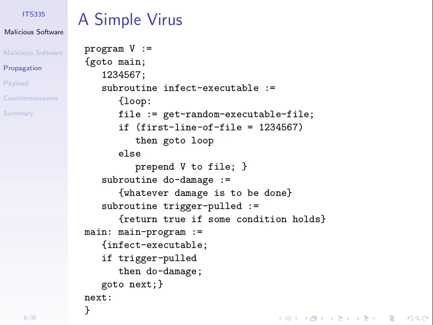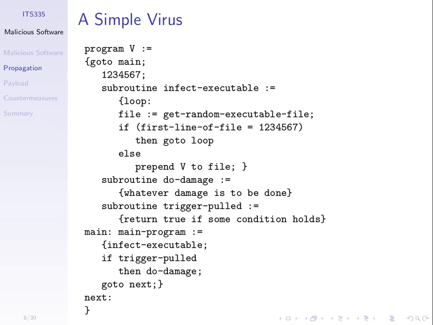Go to main, okay? Here's main. Just think of a subroutine or a function. The main program for this virus has these steps: we infect the executable, we infect an existing program. If some trigger is pulled, if some event occurs, then we do some damage. Whatever damage we program the virus to do, like delete files or display some message. And then we go to next.